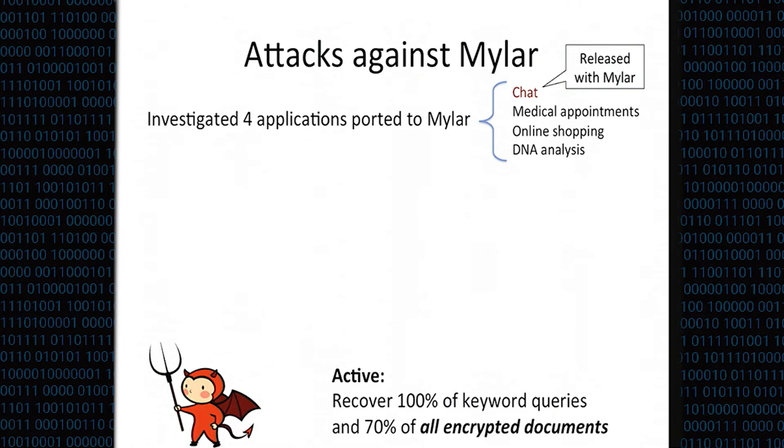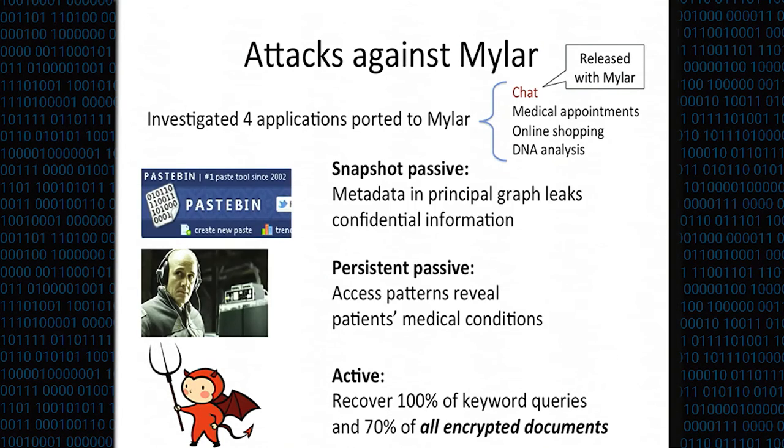In the threat model stated by the Mylar paper, we give an attack that's able to recover all of the keyword queries in simulated experiments. And through access pattern leakage, it is able to recover about 70% of the keywords in the encrypted documents. In the weaker threat models we study, in the persistent passive threat model, an adversary is able to recover the medical conditions of patients. For time reasons, I can't go into this, but you can see the paper for more details on this attack. And in the snapshot passive threat model, the weakest threat model, we note that the metadata about the access control relationships itself can leak confidential information.